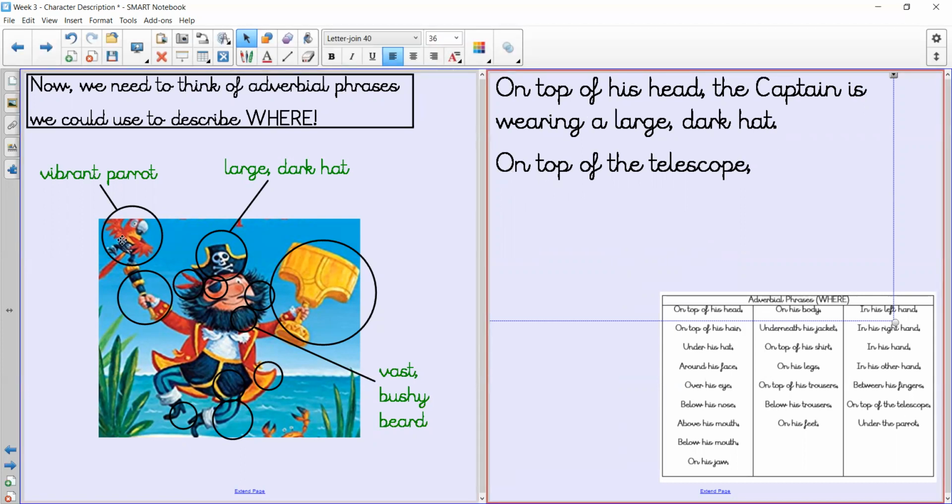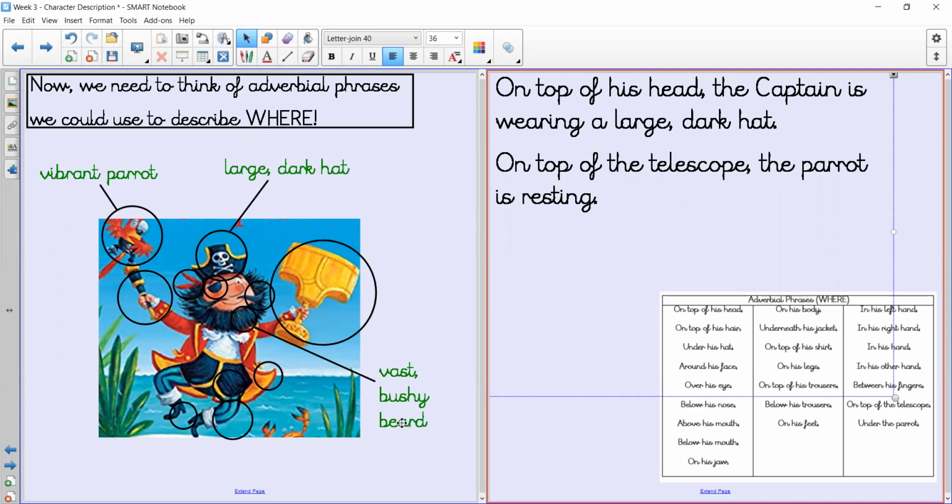I'm going to talk about the parrot now. I need to think, where is the parrot? Well, the parrot is on top of the telescope. So that's the adverbial phrase that I've started my next sentence with. On top of the telescope. The parrot, what is the parrot doing? Is resting.